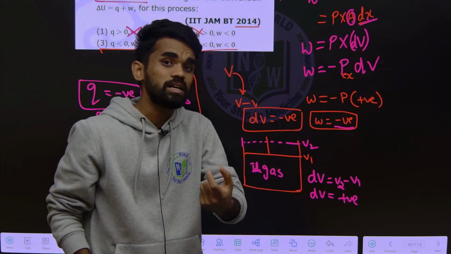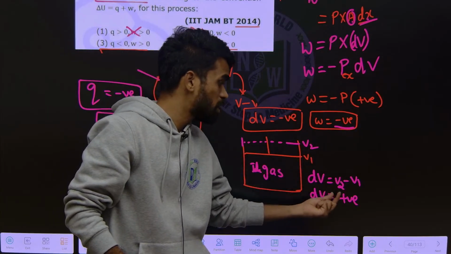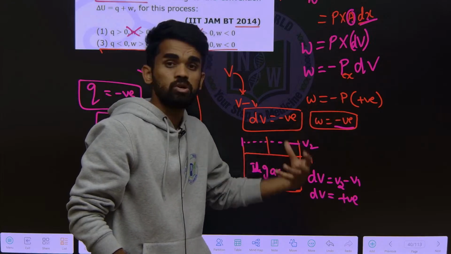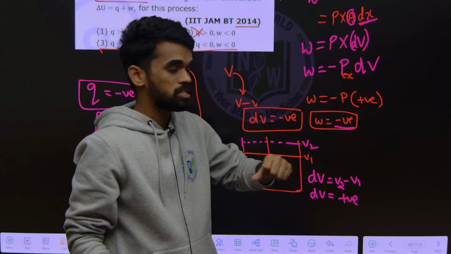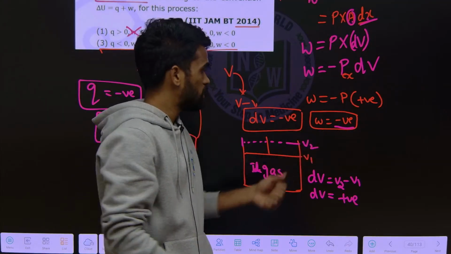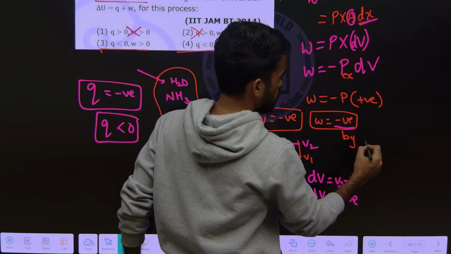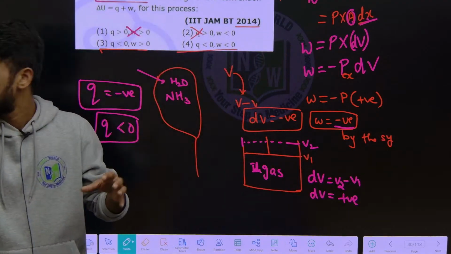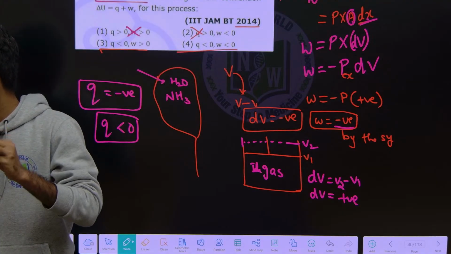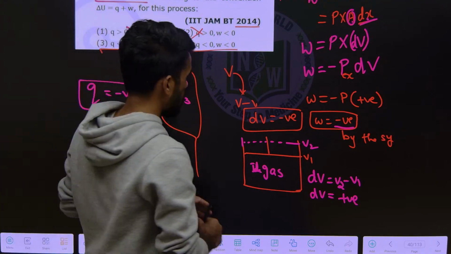And if it is work done on the system, dV becomes negative, negative into negative, positive. So that is work done on the system. This is work done by the system. If it is negative, by the system. If positive, work done on the system, you can remember. By understanding these two things, you can answer this one.